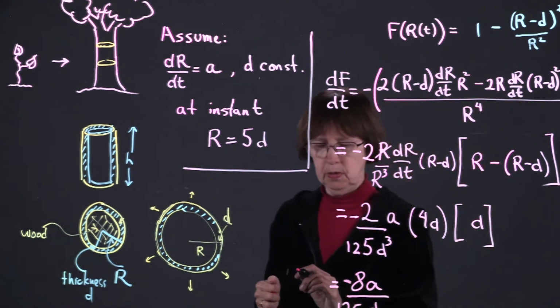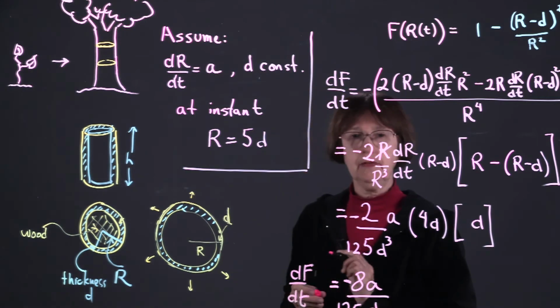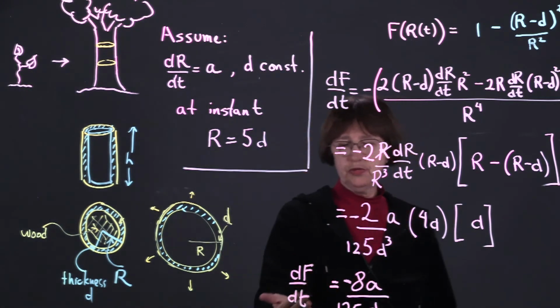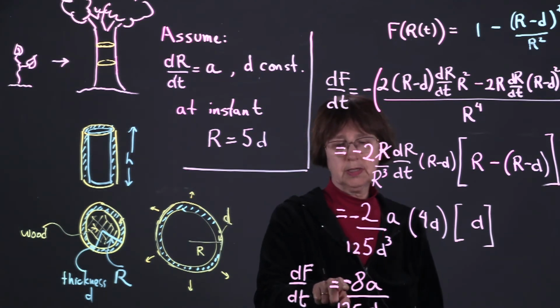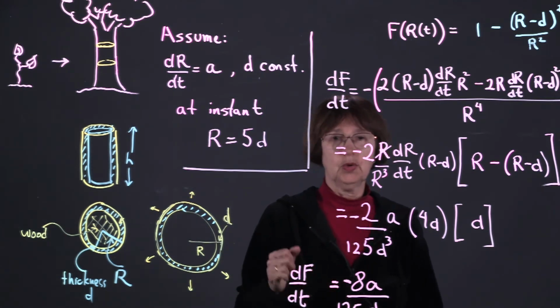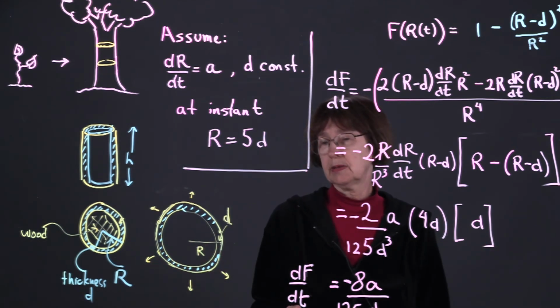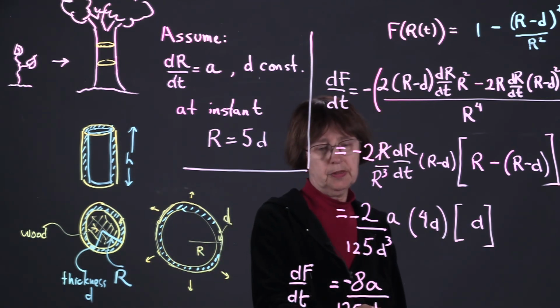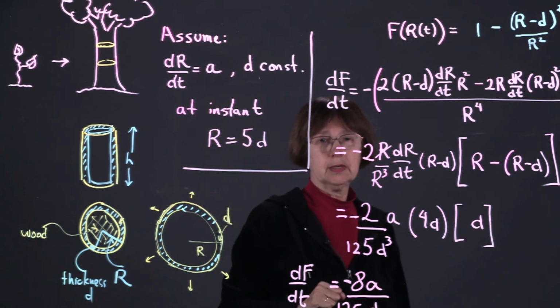And so altogether, we found that the fraction of the living part of the tree evolves and changes with time at this rate. First of all, we see that it decreases because of this minus sign. So we see that that fraction gets smaller and smaller as the trunk expands. And we see that it also depends on the thickness as well as on the rate at which that radius is growing.